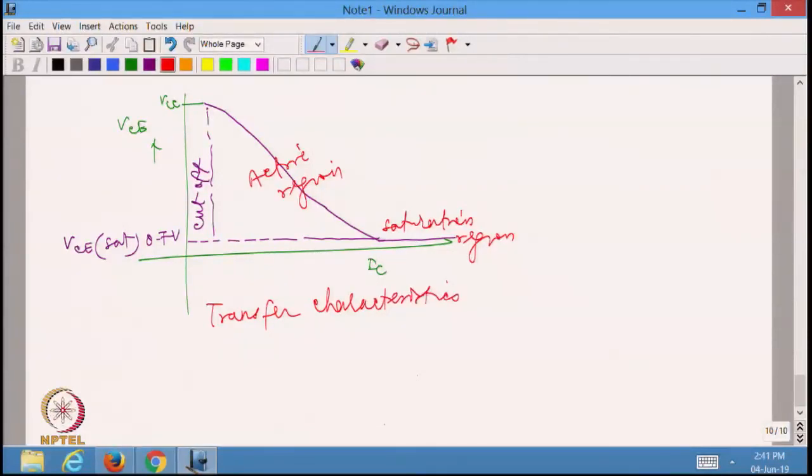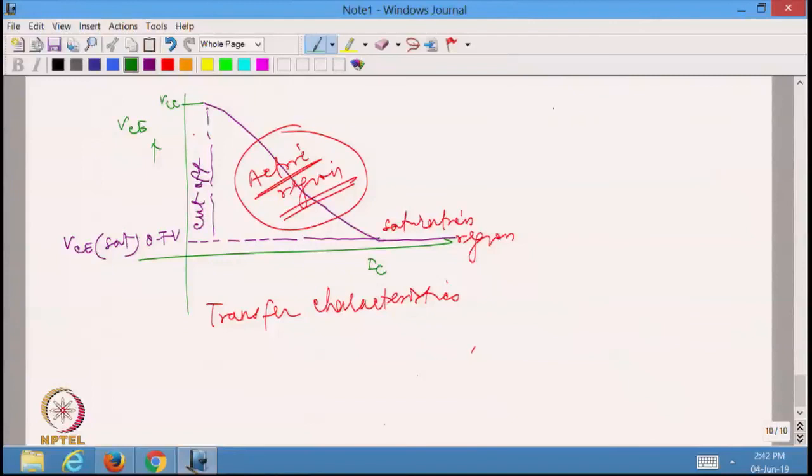So, under this condition, we can very clearly say that the active region is hardly ever traversed by any of the power BJTs. Either I am going from off condition to on condition, which is saturation condition, or from saturation condition to off condition. Only during that time is this active region going to be traversed. Otherwise, never do we operate in active region as far as my BJT is concerned.